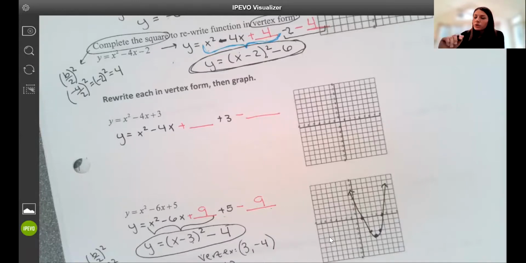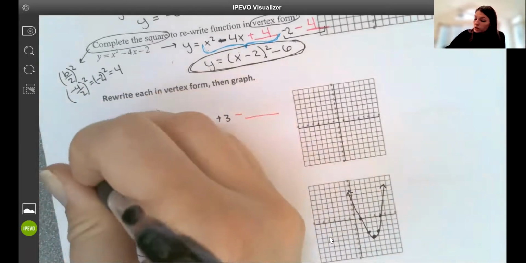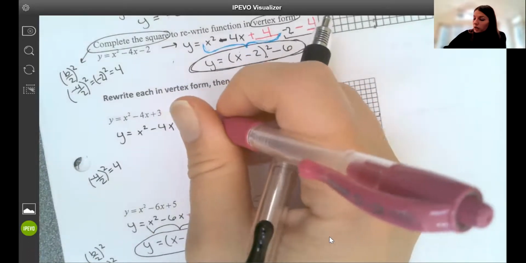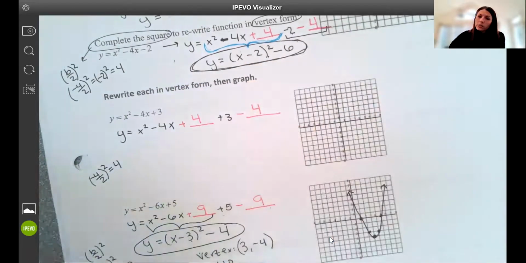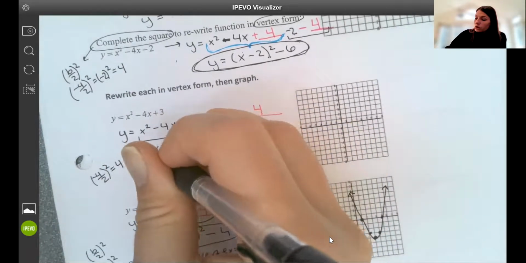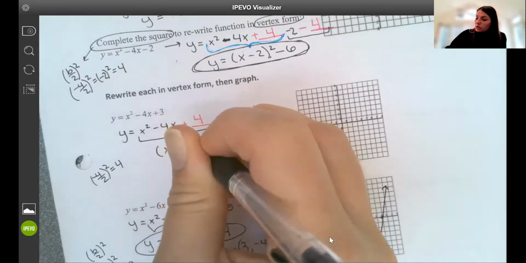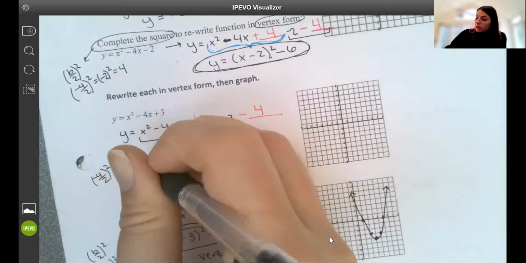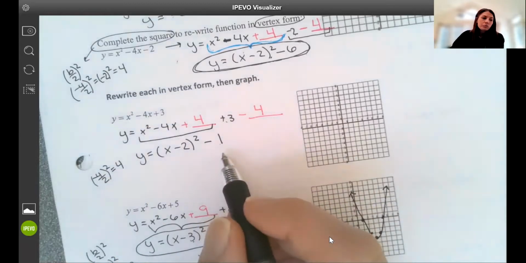Okay, so on our first one, when I do b over 2 squared, I get positive 4. So to complete the square, I'm adding and taking away 4. And those first 3 terms would factor into x minus 2 squared. And 3 take away 4 would give me -1 at the tail end of that function.